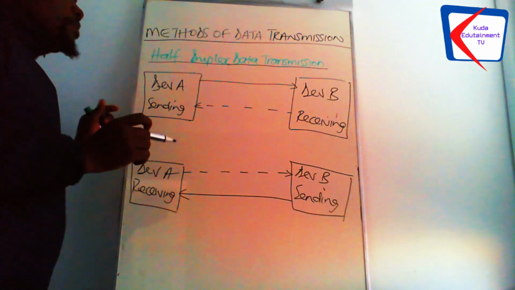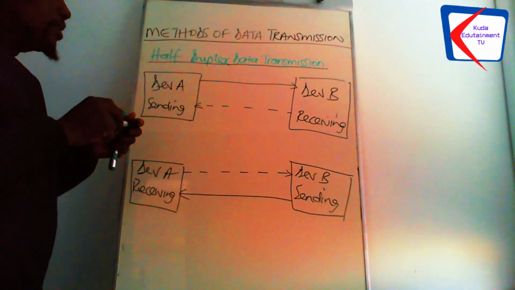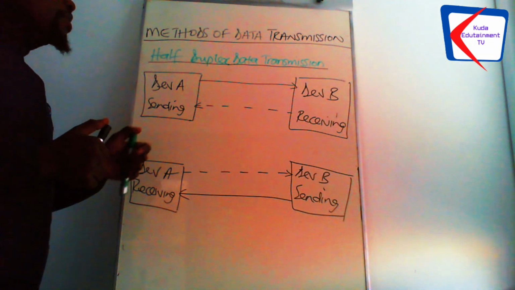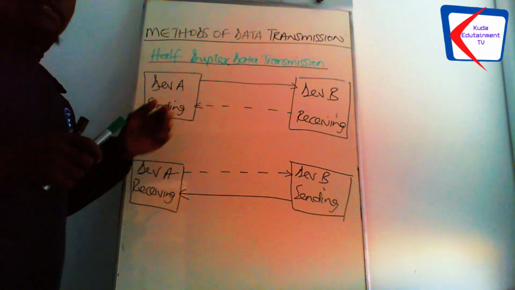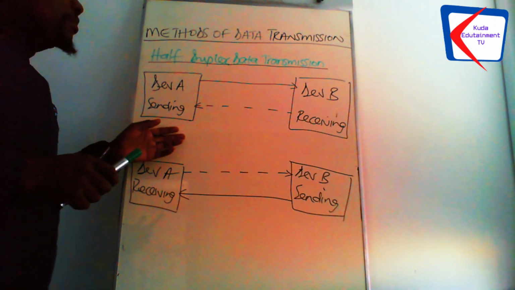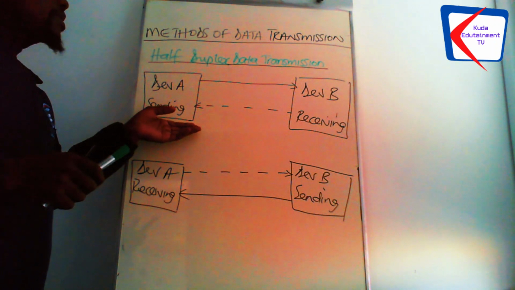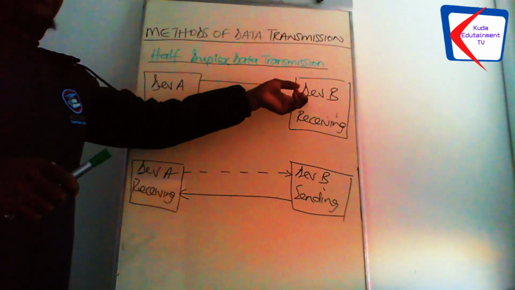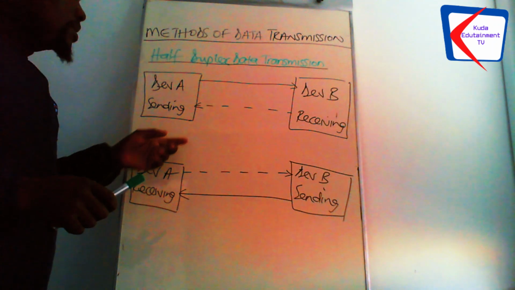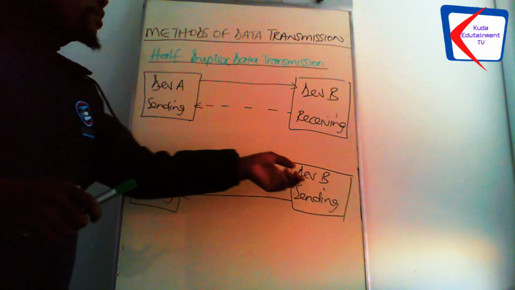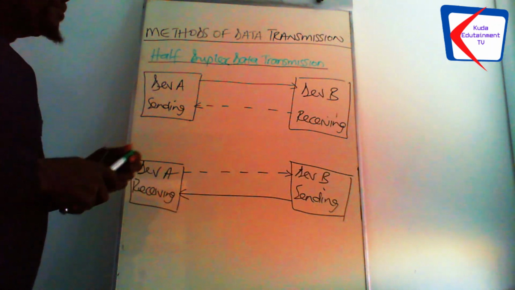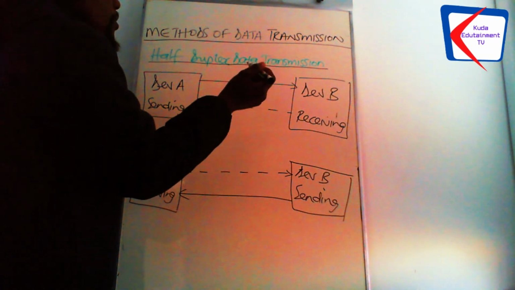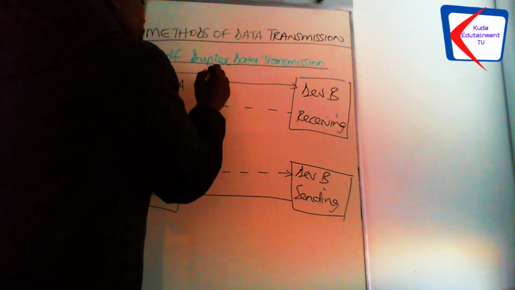So this is half duplex data transmission. Data can be transmitted in both directions, but not at the same time. In the first instance, data would be transmitted from device A to device B. And then in the second instance, data would be transmitted from device B to device A. So this is half duplex data transmission. So let me just label.